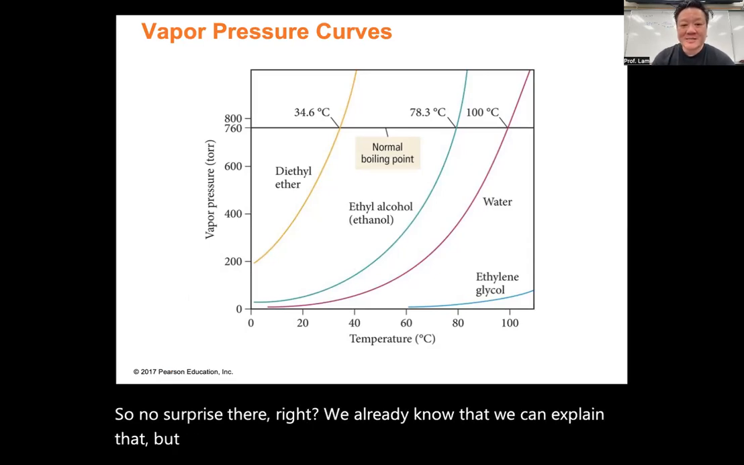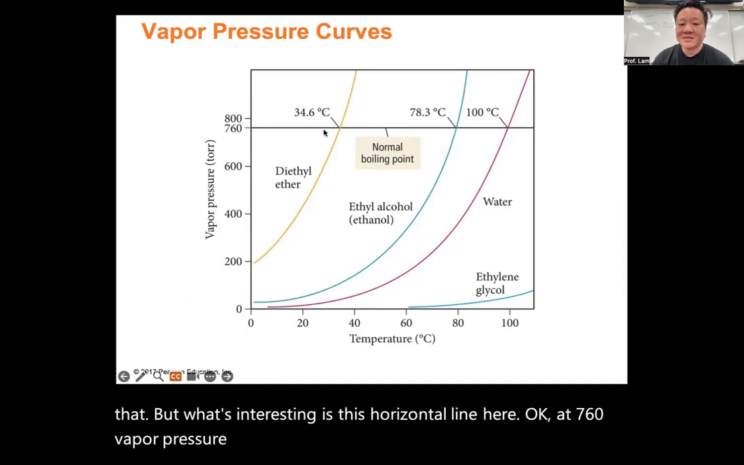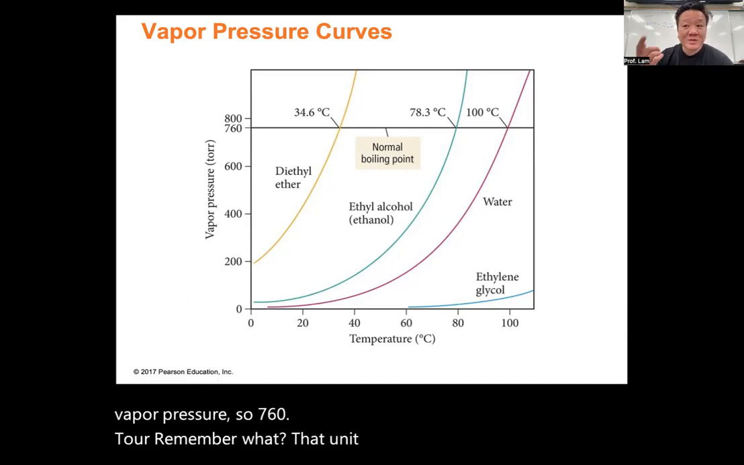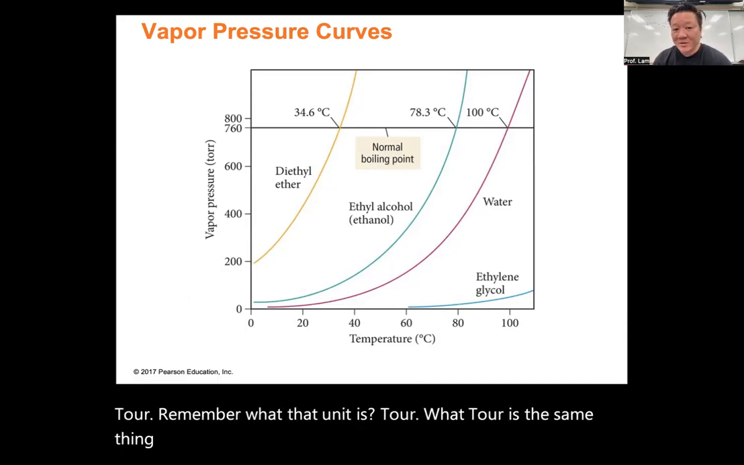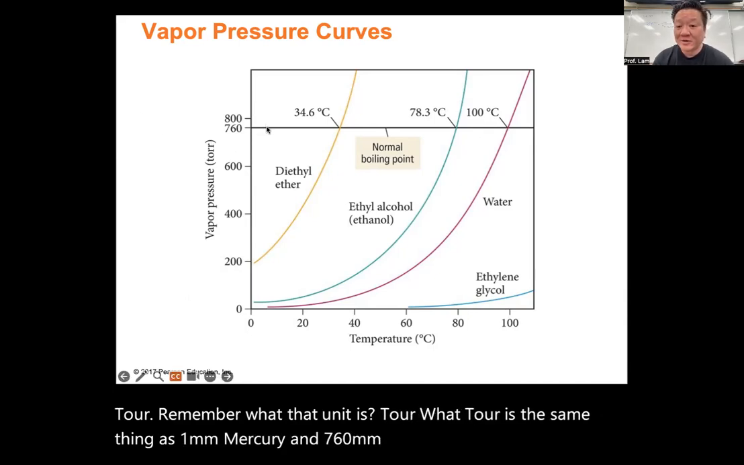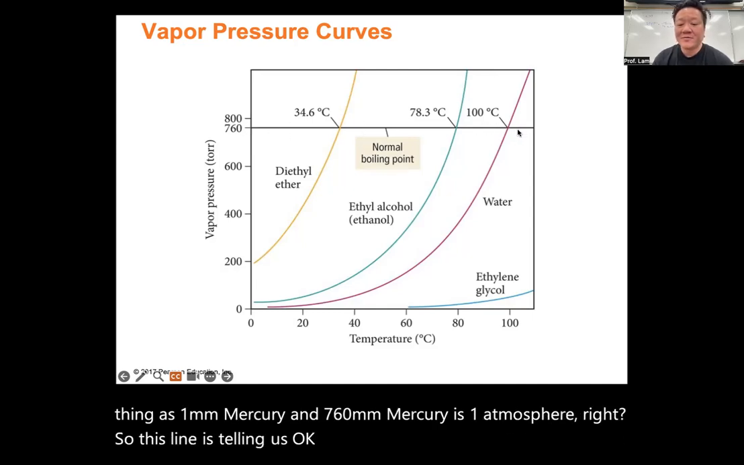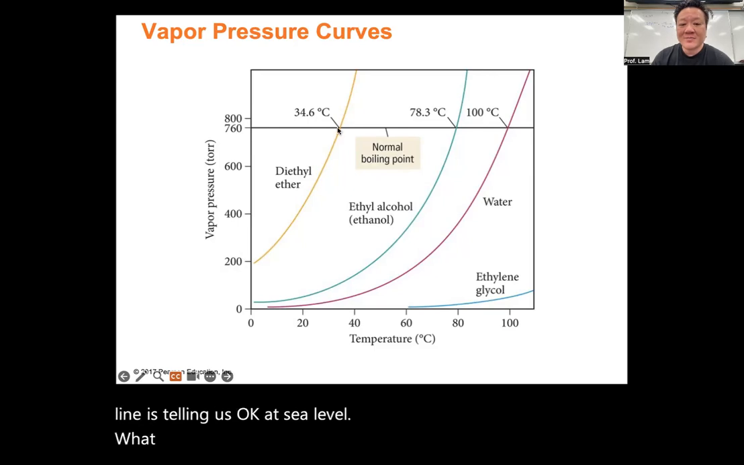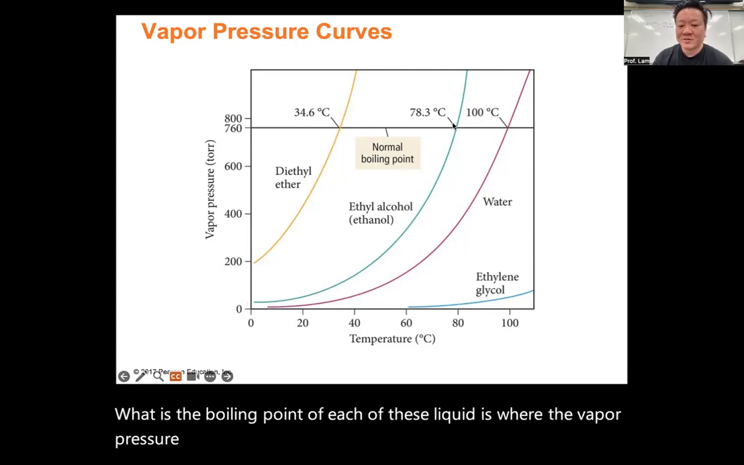But what's interesting is this horizontal line here at 760 vapor pressure. So 760 torr. Remember what that unit is. One torr is the same thing as 1 millimeter mercury, and 760 millimeters mercury is 1 atmosphere, right? So this line is telling us, at sea level, what is the boiling point of each of these liquids? It's where the vapor pressure meets that horizontal line.